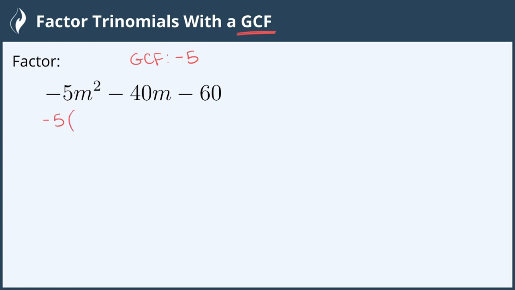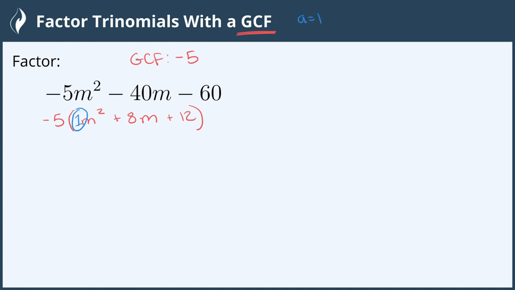Negative 5m squared just leaves us with a positive m squared. And a negative 40 divided by a negative 5 is positive 8, and I still have the m. And negative 60 divided by a negative 5 gives us a positive 12. Now that we've factored out the greatest common factor, we have a trinomial with the form a equals 1.